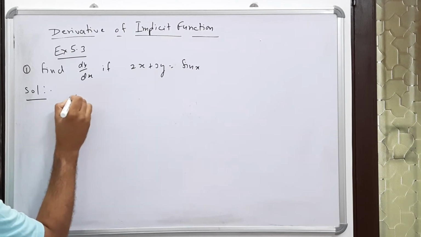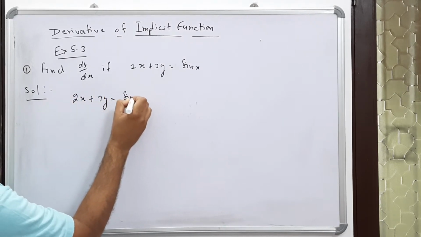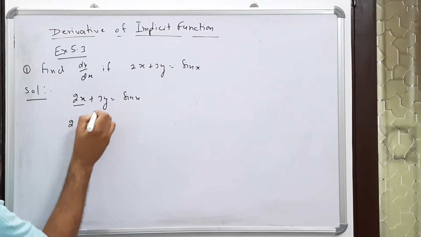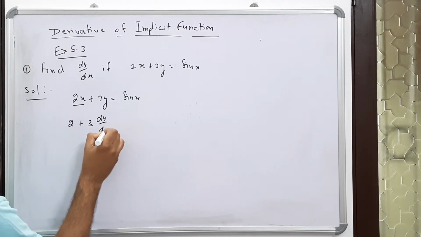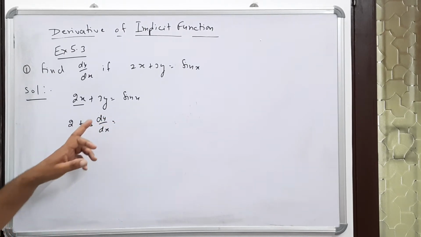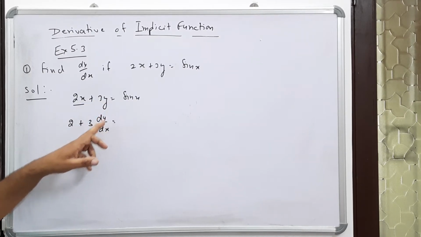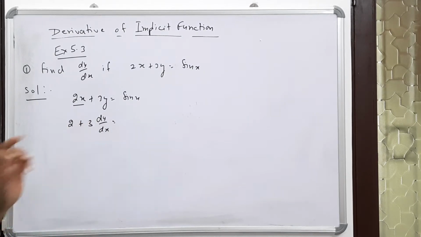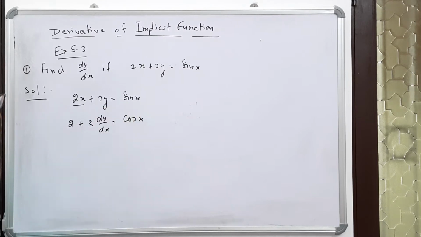Now you see this one, it is 2x plus 3y equal to sin x. So the derivative of 2x is 2, the derivative of 3y is 3, and then we add dy by dx. This is the new term here. If it is 3y, then 3 and dy by dx. Means the derivative of 3y is 3 and then we write dy by dx. And the derivative of sin x is cos x.